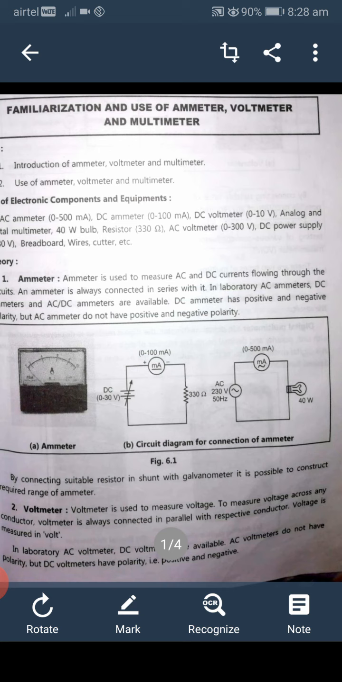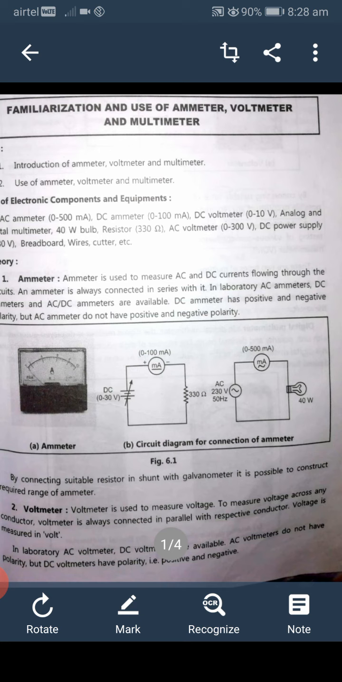Today we are going to discuss the ammeter, voltmeter, and multimeter. Familiarization and use of ammeter, voltmeter, and multimeter. The aim of this experiment is the introduction of ammeter, voltmeter, and multimeter, and their use.